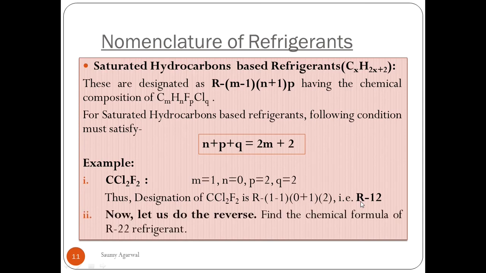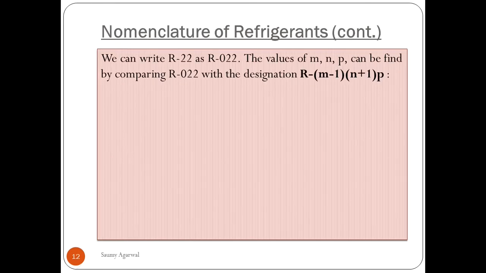So now we'll take a second example. Over here we'll do the reverse. We'll find the chemical formula of R22 refrigerant. The nomenclature is given over here. We need to find the chemical composition in terms of C, H, F and Cl. So we can write this R22 as R022, and the values of m, n and p can be found by comparing R022 with the designation of saturated hydrocarbons, which is R m-1, n plus 1, p.